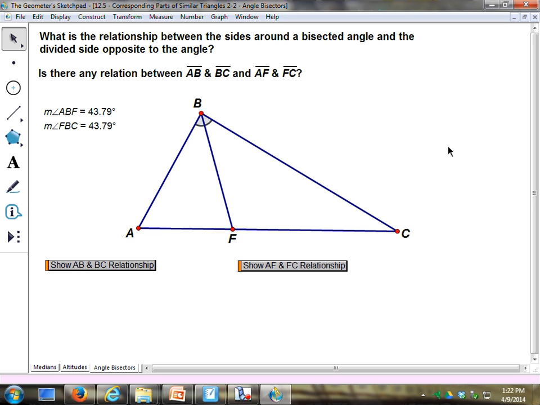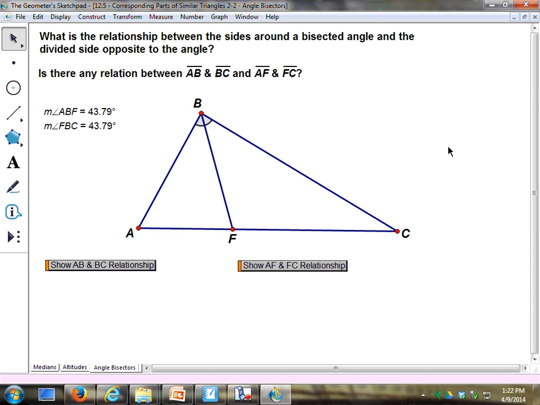You guys should have something that looks like this. I want you guys to take a look at what the question asks at the very top. It says this: What is the relationship between the sides around a bisected angle and the divided side opposite to the angle? How many of you guys are confused with what it means by that?